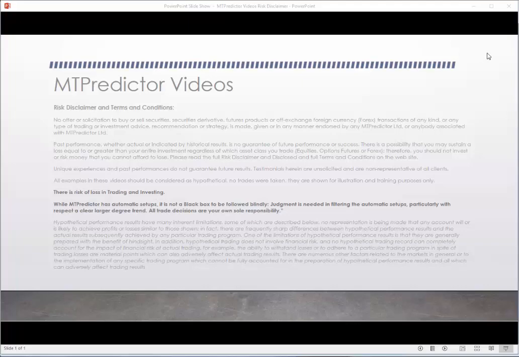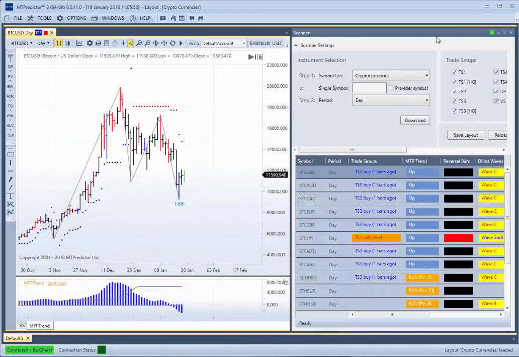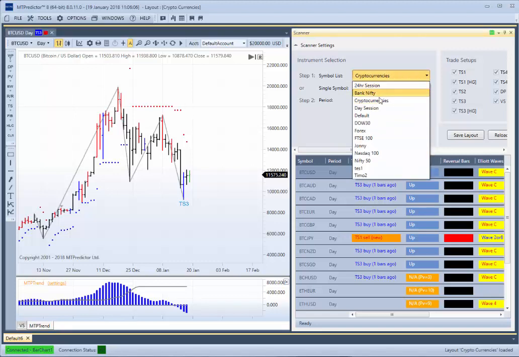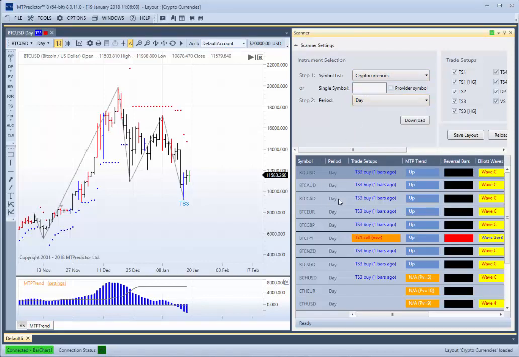Right, let's move over to MTPredictor. So this is our latest MTPredictor version 8, and in this we've added support for cryptocurrencies using our bar chart data feed. We have a symbol list of cryptocurrencies, and here you can see I've loaded these in on a daily time frame, and here you can see we get our normal MTPredictor trade setups.